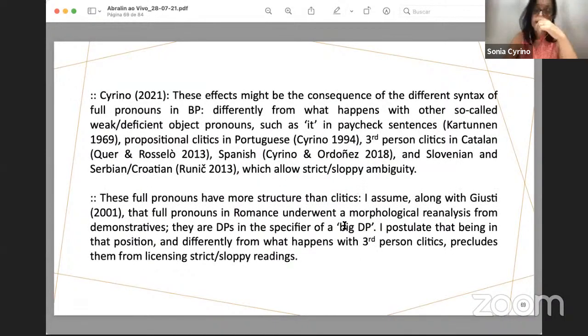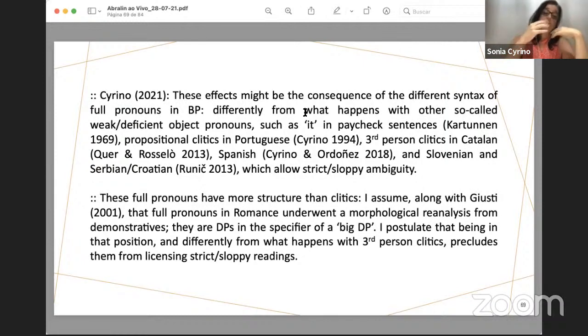Now, these effects might be the consequence of the different syntax of full pronouns in Brazilian Portuguese. And this is what I've been investigating lately. Differently from what happens with other so-called weak or deficient object pronouns, such as it in paycheck sentences, or prepositional clitics in Portuguese, or third person clitics in Catalan or Spanish and Slovenian and Serbian, these clitics allow strict and sloppy readings, but full pronouns don't. So they have a different syntax.